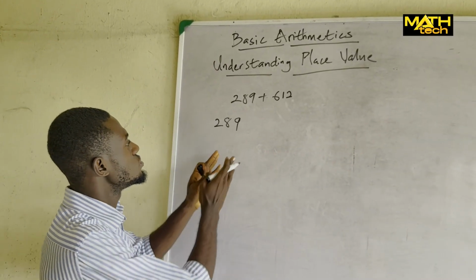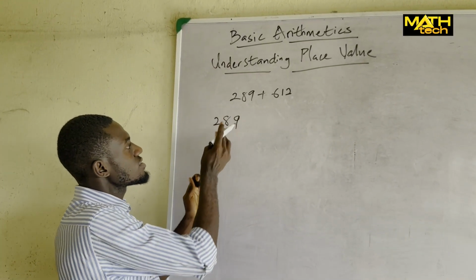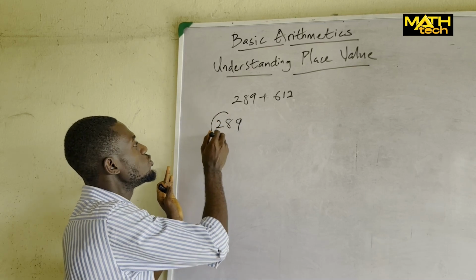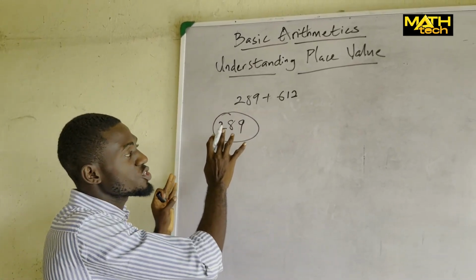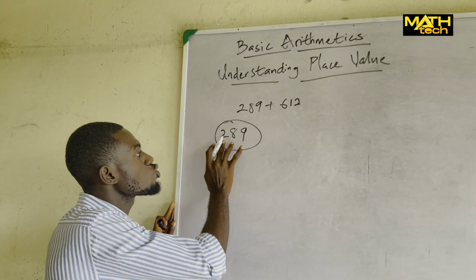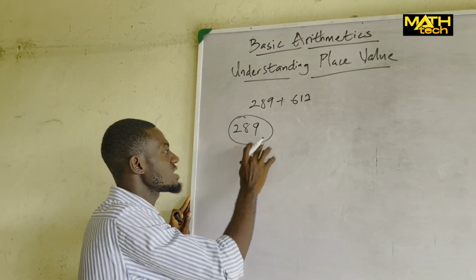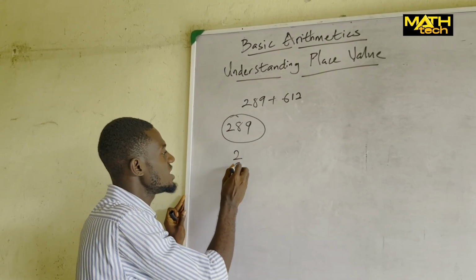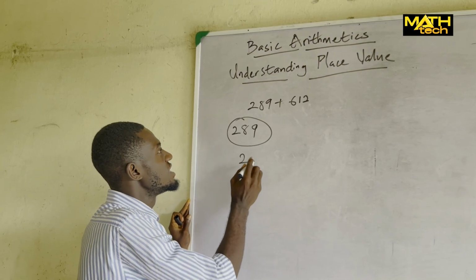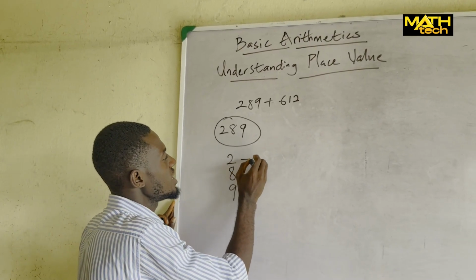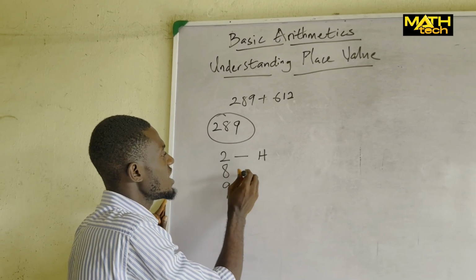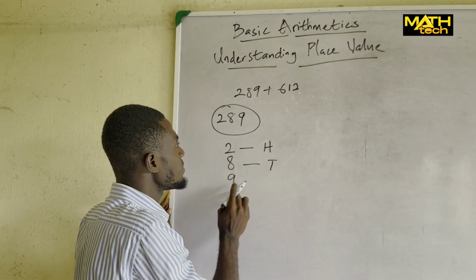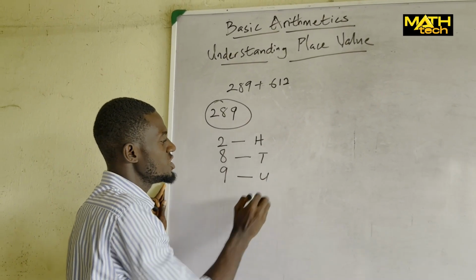Talking about place value, let's assume that we are given the value 289. This is called 289: 2, 8, and 9. Now the place value of 2 here is hundreds, the place value of 8 here is tens, and the place value of 9 here is units.